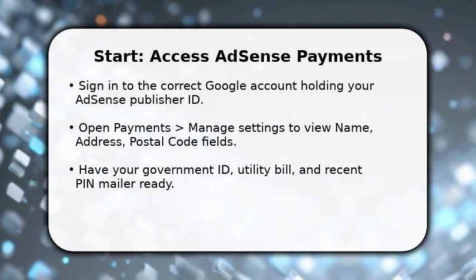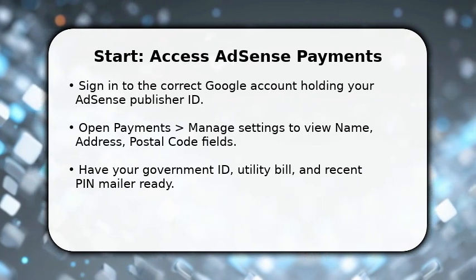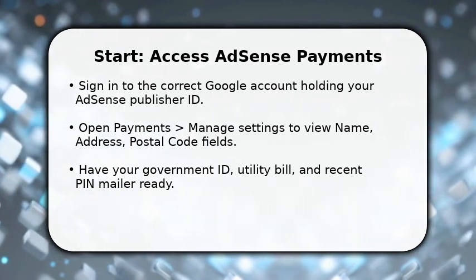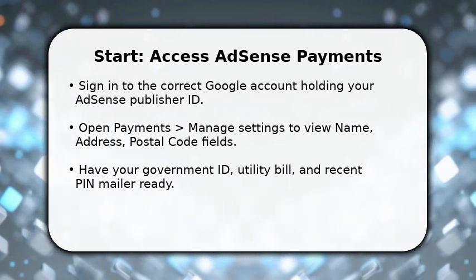Make sure you have a current government ID, a utility bill with matching address, and any PIN mailer nearby. Those items let you compare what Google has versus what you expect and start corrections immediately.